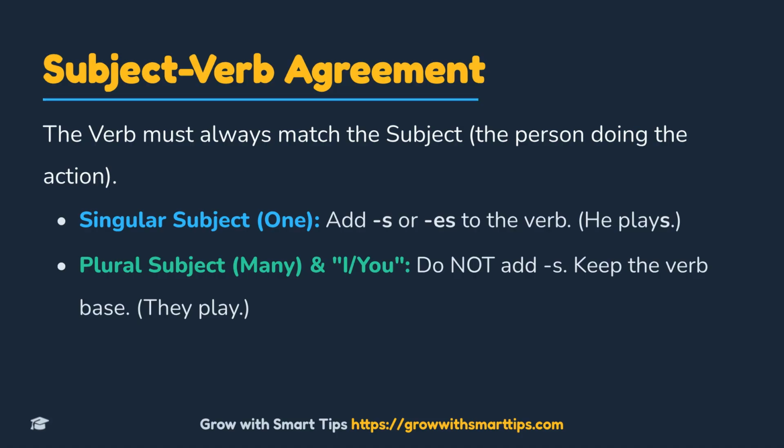Moving on to subject-verb agreement. The verb must always match the subject. For a singular subject, add s or es to the verb, like he plays. For plural subjects, or I and you, do not add s. Keep the verb base, like they play.